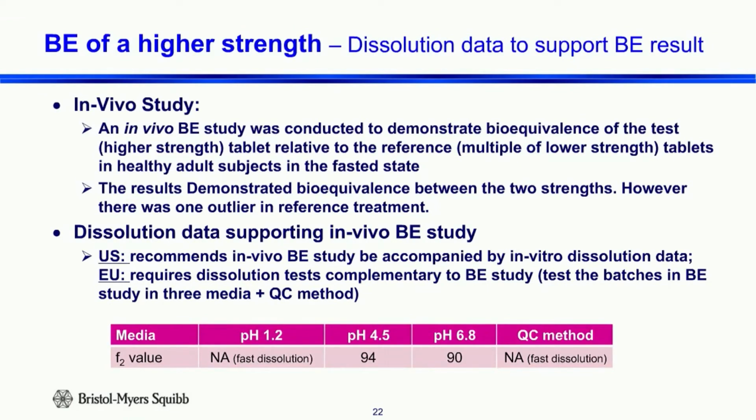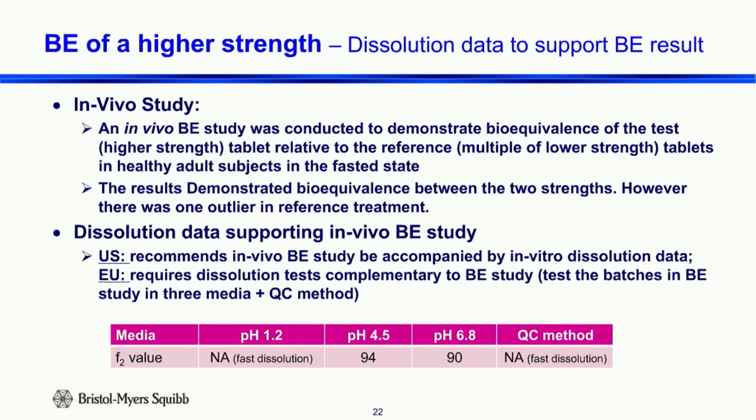So what about the higher strengths, right? As I mentioned, you may have to do a B study. So in one situation, for a different product, we actually did a B study, and it statistically demonstrated bioequivalence. However, there was an outlier in this study, in one of the volunteers.